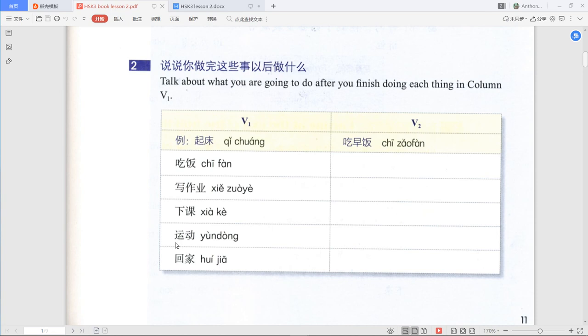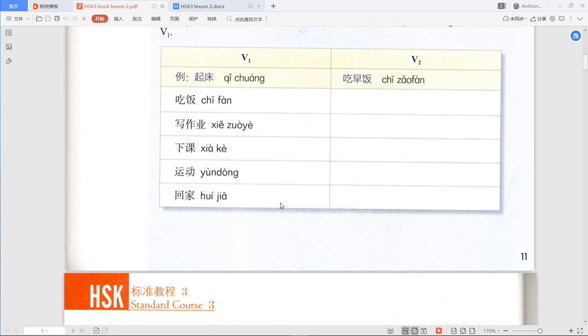运动, sports, after sports, what do you do? Maybe some people will say, we haven't learned that, maybe we can say 洗澡, take a shower. 回家, go home. What do we do after going home? 回家, we can say 吃晚饭, have dinner. So you can add anything after that. I don't think there's a standard answer after that. It's just about your vocabulary. So what do you do? Okay, this is just vocabulary here.